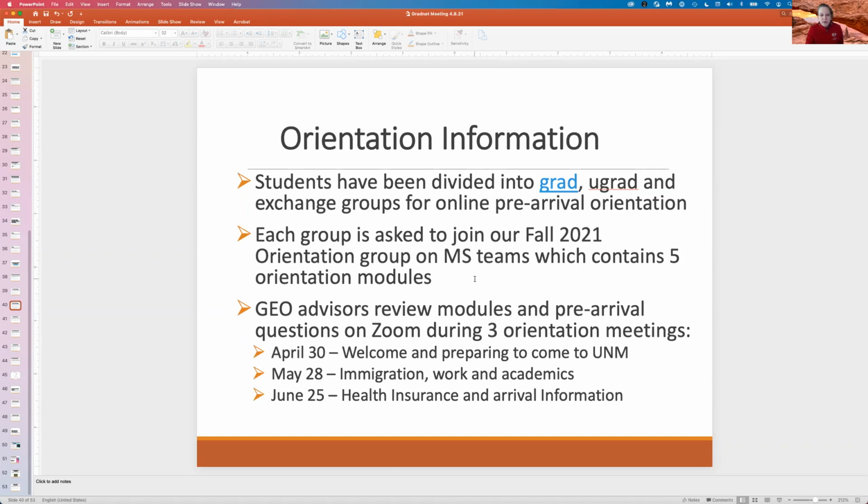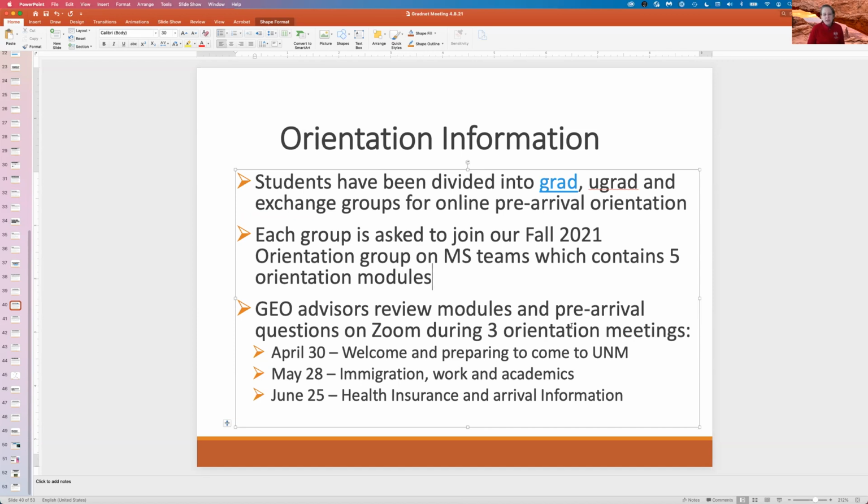For our orientations, we are continuing with pre-arrival orientations as well as planning for a tentative in-person orientation. We've divided students into grad, undergrad, and exchange groups for the online pre-arrival. Each group is being asked to join a team on Microsoft Teams. We have a fall 2021 orientation group on Microsoft Teams, which I can send you the link to if you want to join too.